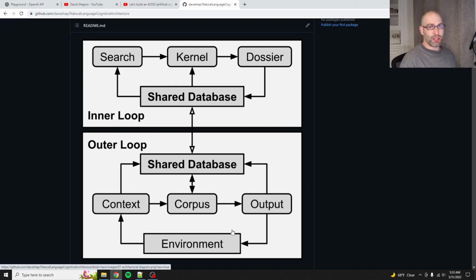One of the key innovations that I added was a second loop. These are two separate loops that overlap, kind of like a figure eight. And the inner loop is the thought. And the thought is what we're working on with ACOG.